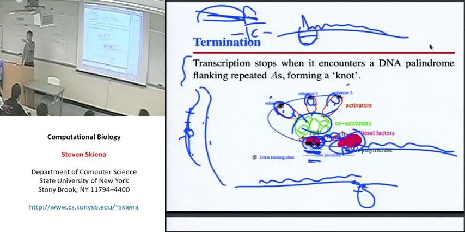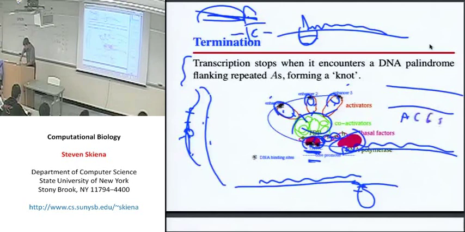Any questions? Yeah. So is it like that? That's the only difference, right? What is the difference between DNA and RNA? DNA we say is A, C, G, and T. RNA is A, C, G, and U.